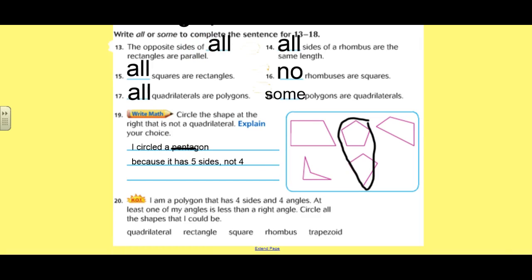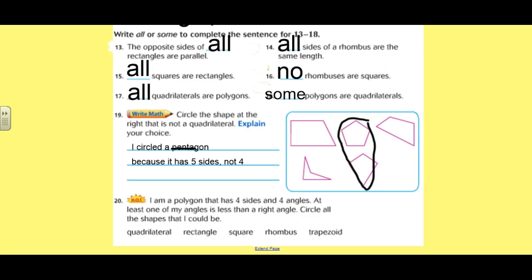Okay, moving on to the last one. It says, I am a polygon that has 4 sides and 4 angles. So that tells me so far that it's only a quadrilateral. At least one of my angles is a right angle. Circle all the shapes that I could be.